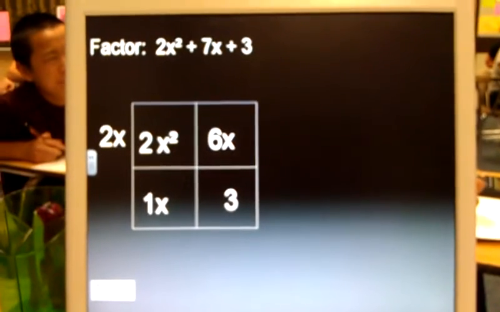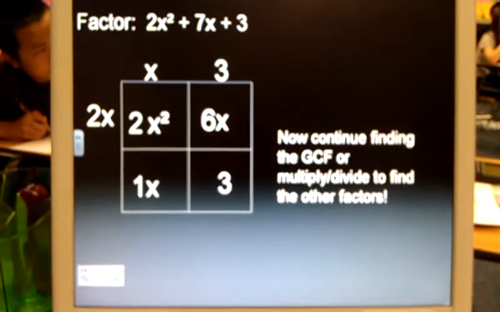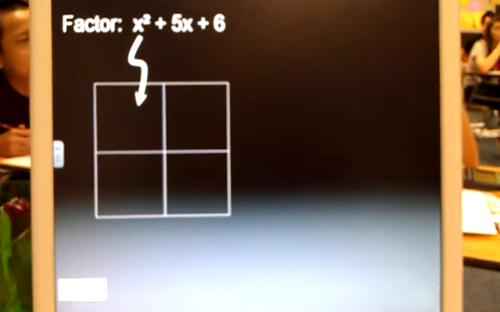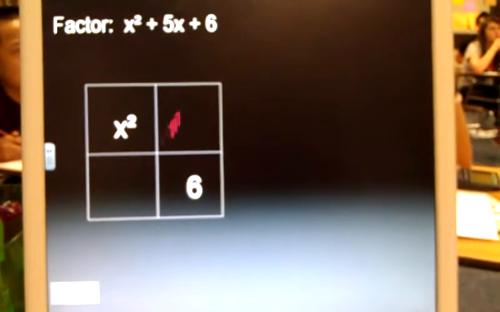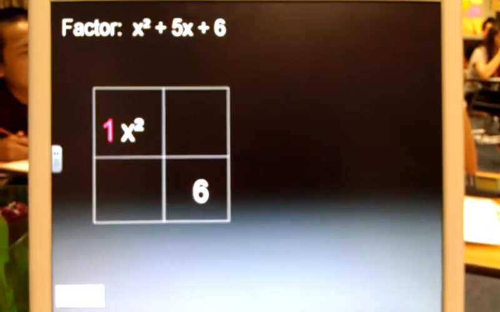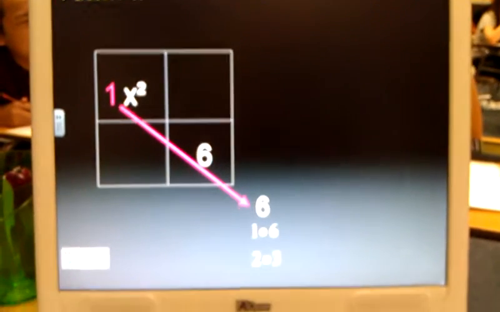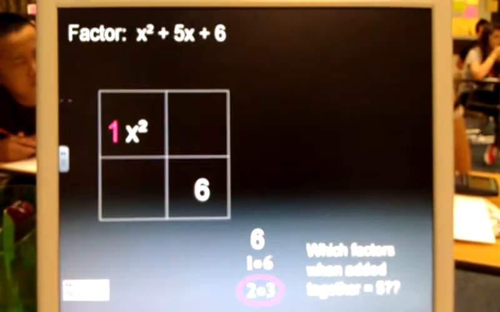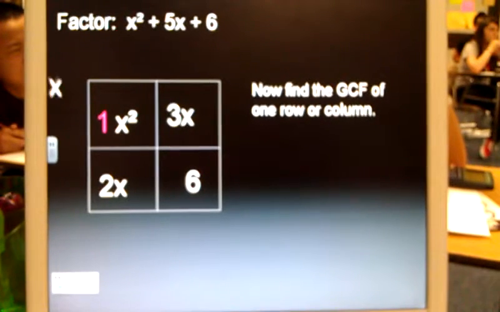It's 1 times 6. It's going rather fast as you go, and you put x squared in the top left, 6 in the bottom right. There's a 1 in front of the x squared. You're going to take 1 times 6 and get 6. You want to find the numbers that multiply together to give you 6. Now you're taking those and finding out which ones add together to give you the middle term of 5. That's where we got the 3 and the 2.